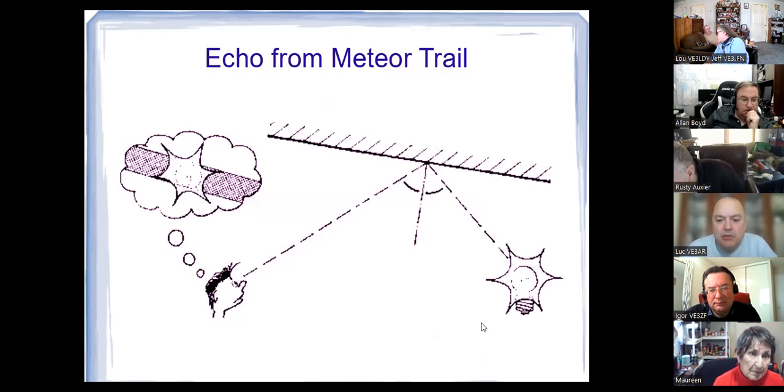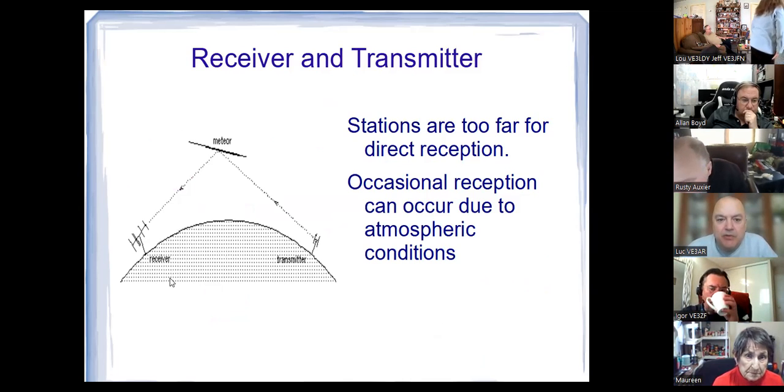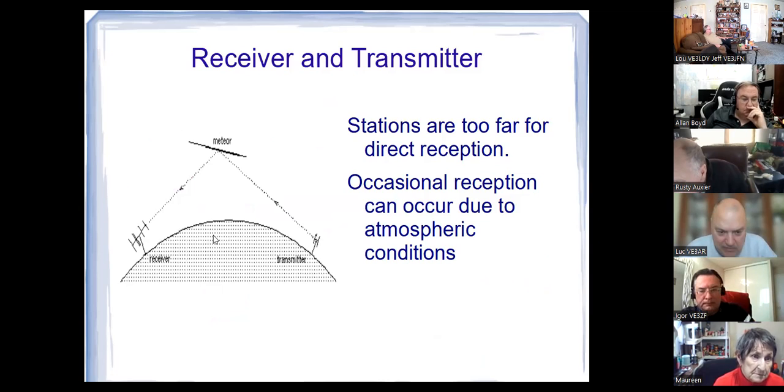So there's a visual image. If you were using light, you get an echo from the meteor trail. So there's an exaggeration, a receiver and a transmitter. The curvature of the Earth obviously isn't that pronounced between the two stations, but far enough that they can't hear each other. And so you get the occasional reception because of the meteor trail bouncing the signal.